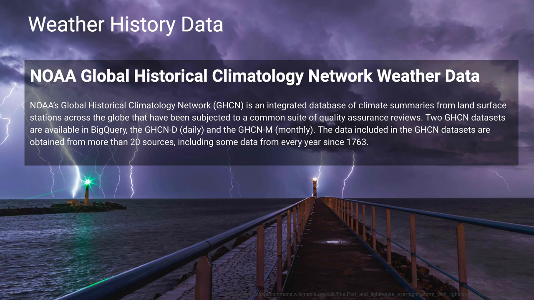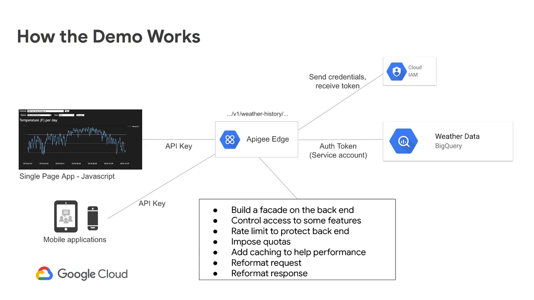So let's look at a demo. What we're going to look at in the demo today is a simple set of APIs that sit on top of a set of weather data. The weather data is in BigQuery, and there's weather stations from all around the world. You can look those up by latitude and longitude, and for any given weather station, you can pull down historical weather.